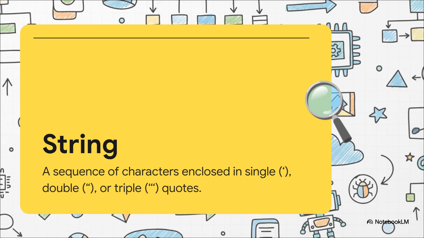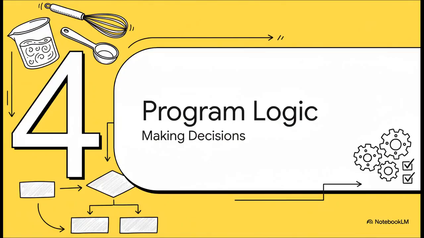And that piece of text we just stored, it has a specific name. It's called a string. Anytime you're working with text in programming, a username, a password, a title of a web page, it's a string. And the number one rule is you always have to wrap it in quotes. Okay, so we've got our ingredients, our variables, and our strings.